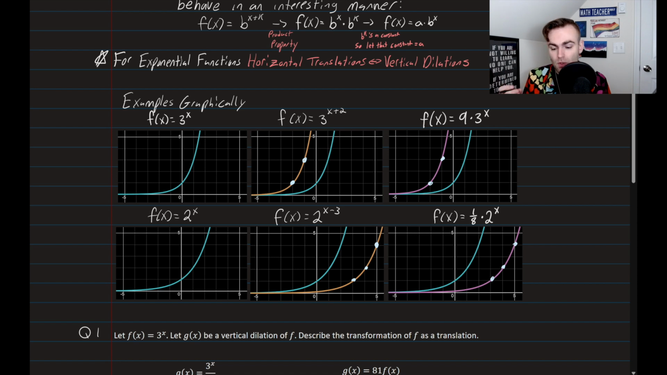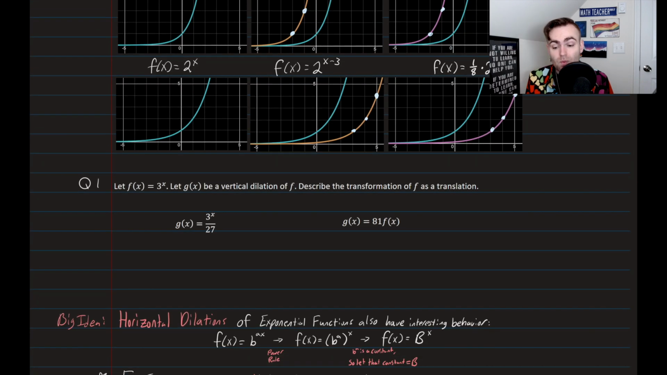So if we are given something that is a vertical dilation, we can rewrite it or describe it as a horizontal translation. Well, look at what we're asked to do next. So we're going to let f of x equal 3 to the power of x, and we have two functions that are described as a vertical dilation. We're going to instead describe them as translations.